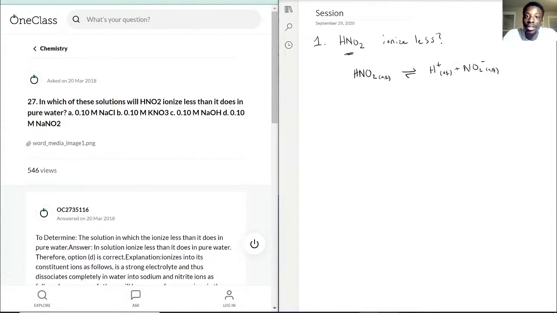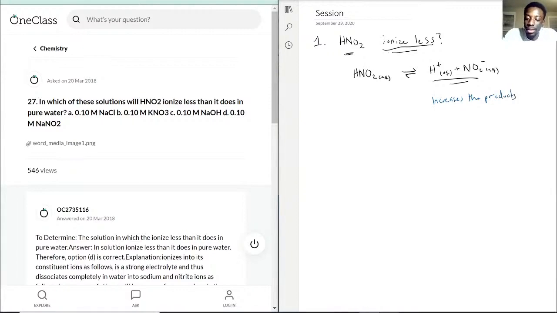Okay, and with these types of equations and reactions, in Le Chatelier's principle, if you have more of the reactants, it'll push it towards the products. If you have more of the products, it'll push towards the reactants. Now it's asking us which will make it ionize less, meaning less of these products. That means you want something that increases the products to push it to the reactants.